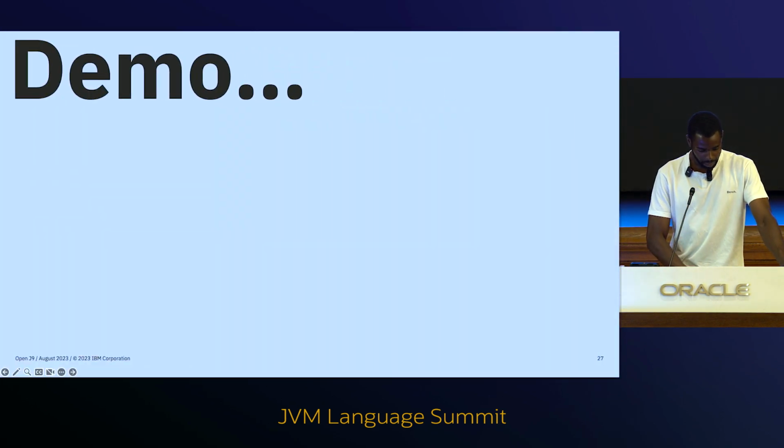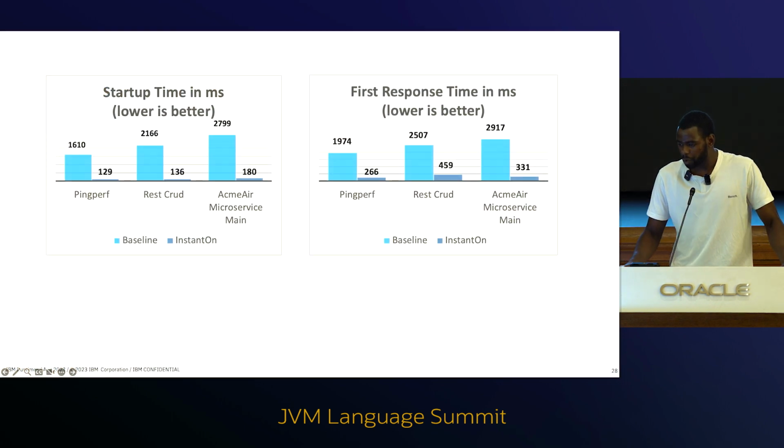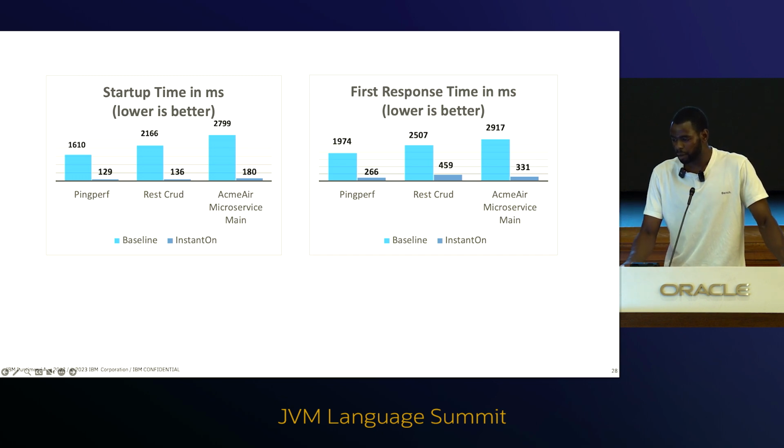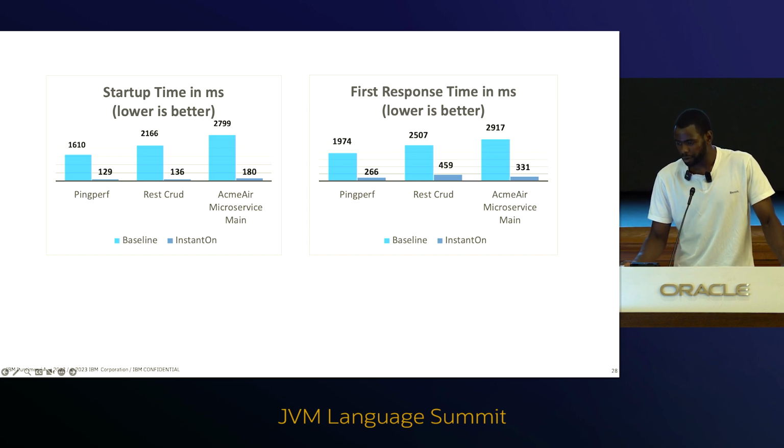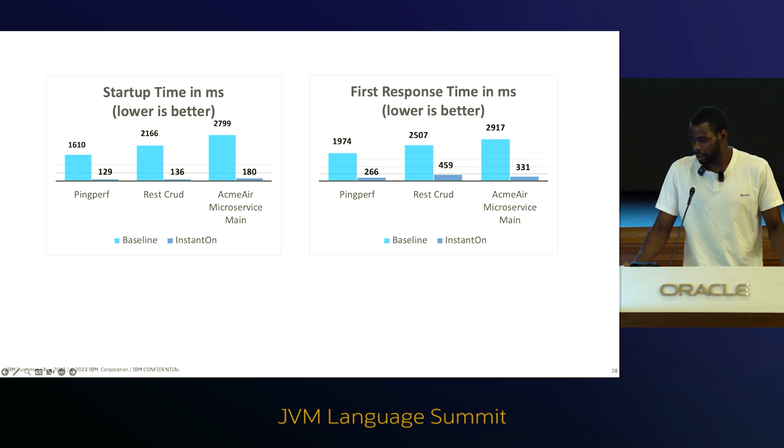Okay, let's go back. So here are some perf numbers. These are some runs I did earlier. With ping perf, you can see it's a bit over like 15x. With Acme microservices, it's a little more involved application. Also a bit over 10x. Arguably, a better metric is first response time, and you can see there you're roughly at the 10x improvement range.